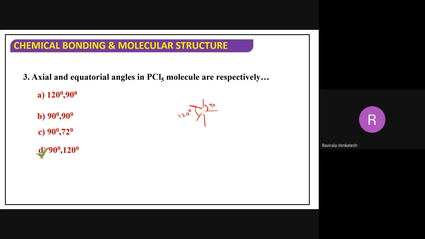Right? So equatorial, how much? Equatorial bond angle is 120 degrees. Axial, but we can't take axial directly like this, because one bond is there here. If you go like this, we get 180 degrees, but 180 degrees is not in the options. If they give 180 degrees in the options, you can go for it. But the option they give is 90, so go for 90 like this. Understood?